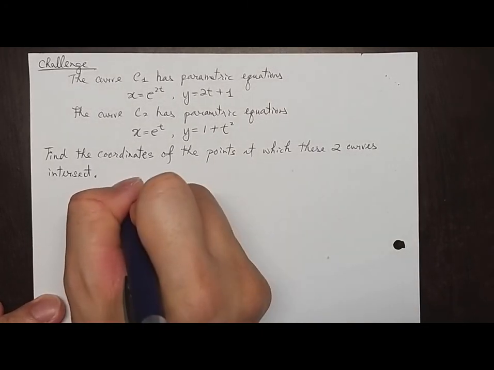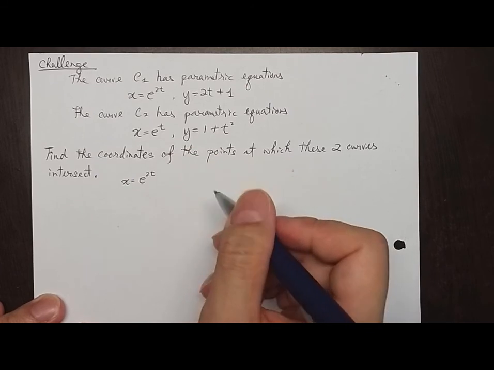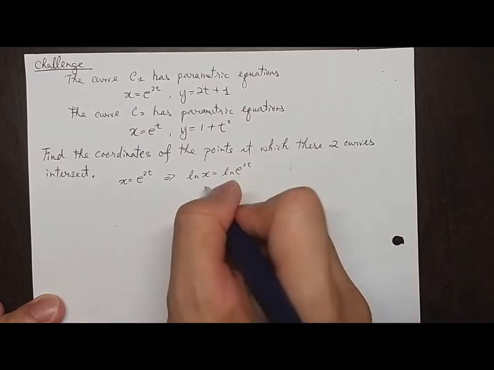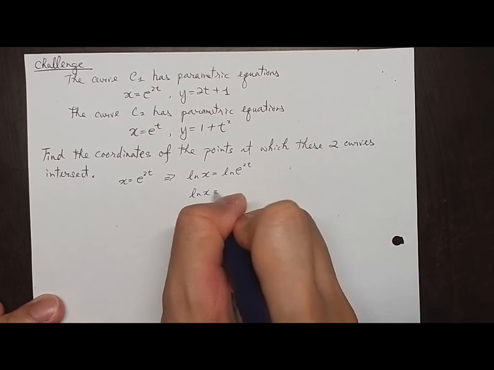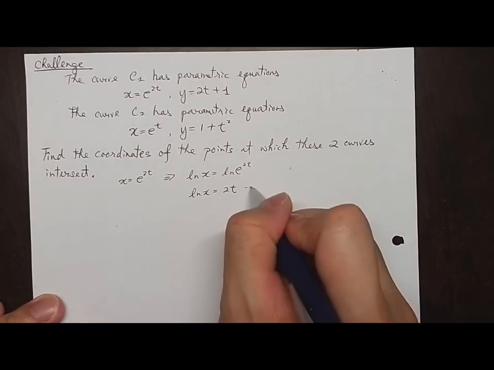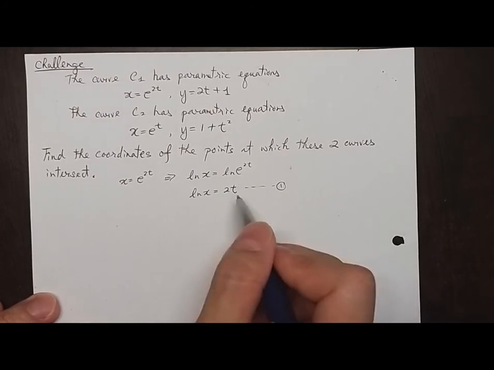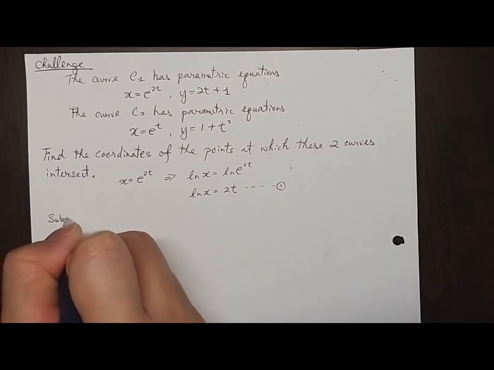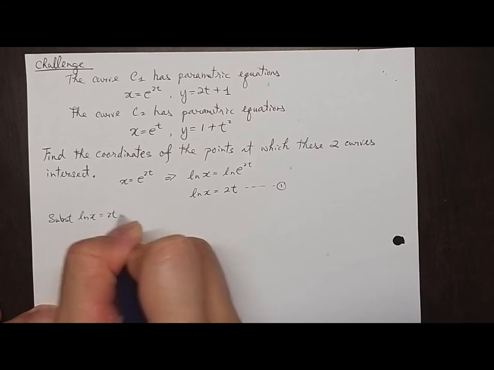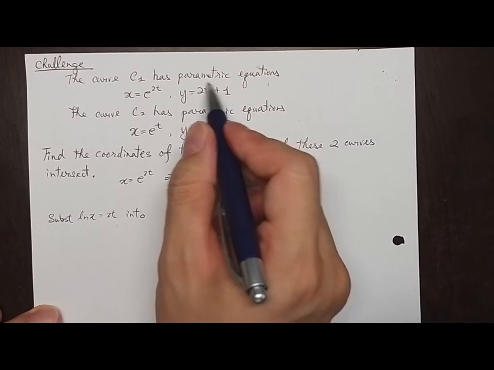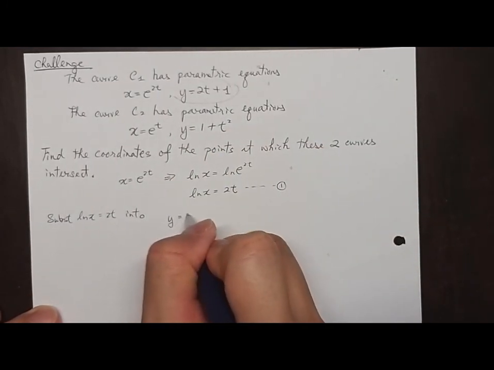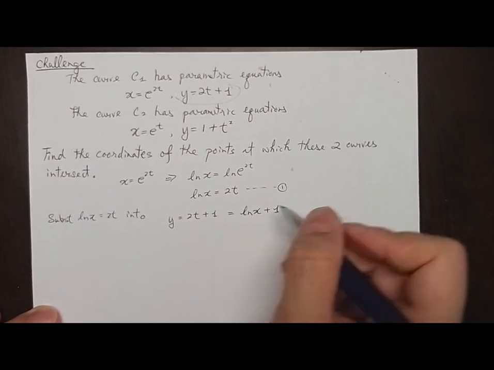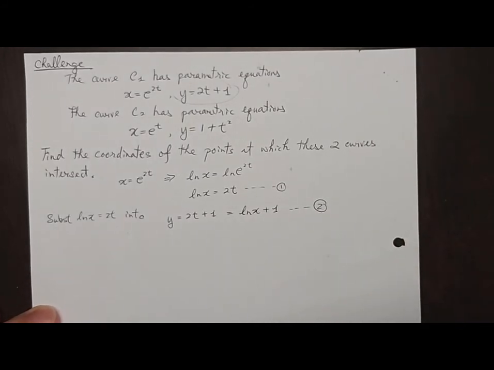So if we have x = e^(2t) and we take log to it, we got log x = log e^(2t). So we got log x is equal to 2t. And we have this, the first equation here. And we substitute this first equation into the y equation. So we substitute log x = 2t into this equation here. So it's y = 2t + 1. So y is equal to log x + 1. We got the second equation here.